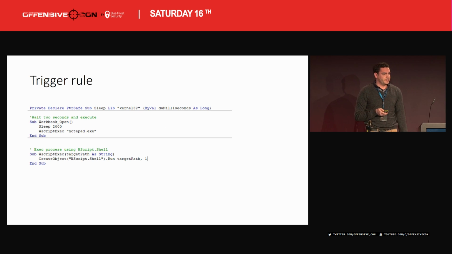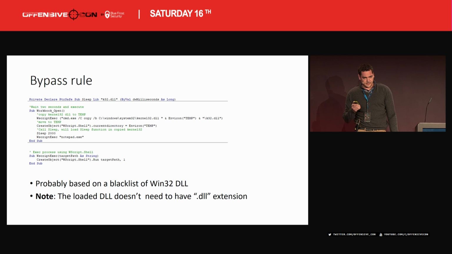So if you want to trigger the rule, small example. Here I call the sleep function from kernel 32. And so this would be blocked by this rule. I will not be able to open the Office document. And if I want to bypass this, instead of calling kernel 32, I call k32.dll. And what is k32? Well, in fact, it's a copy of kernel 32. I put it in temp. I move the current directory to temp, and then it works. ASR bypassed. So I think the rule is based on a kind of blacklist of names.